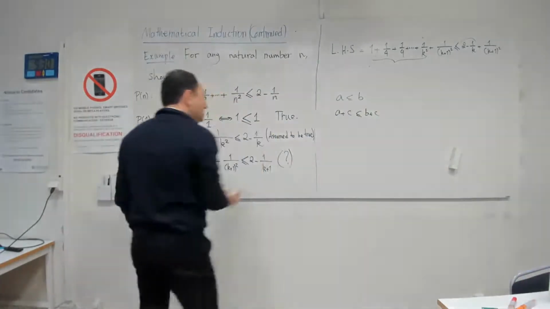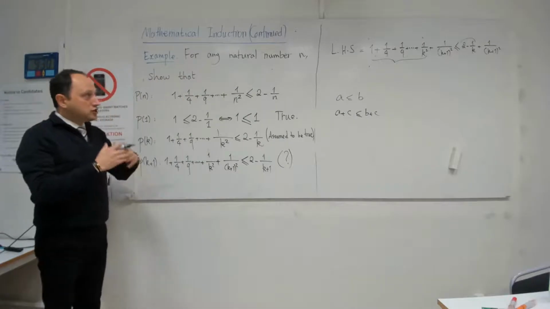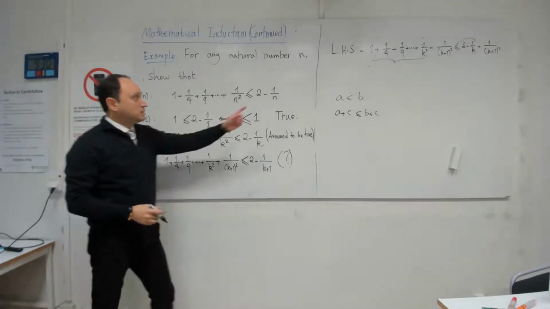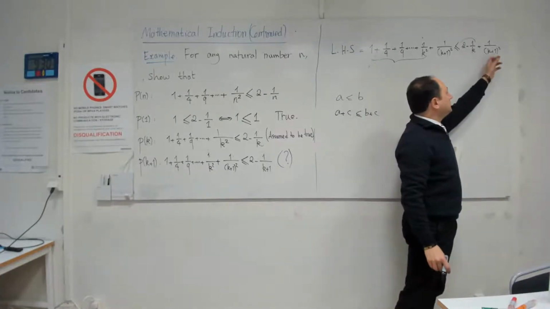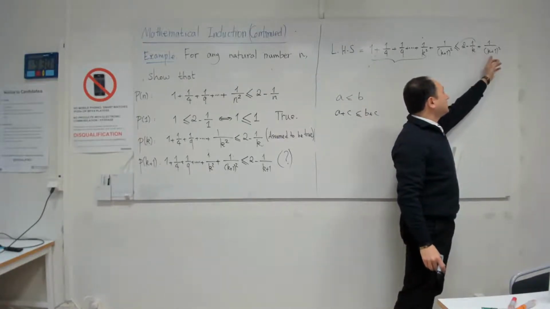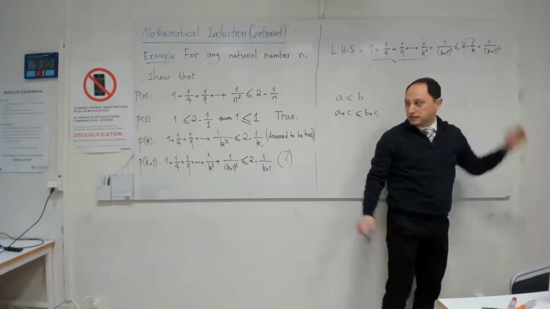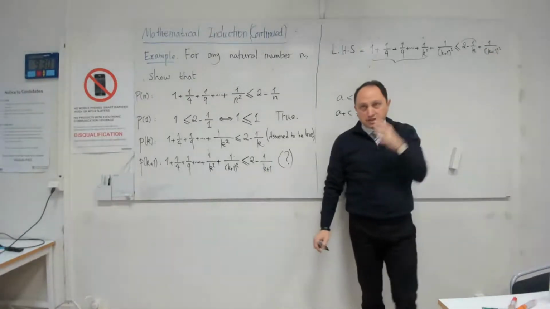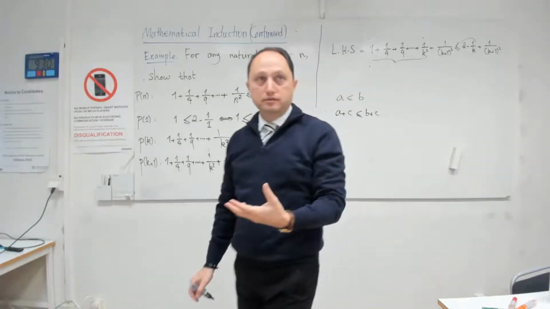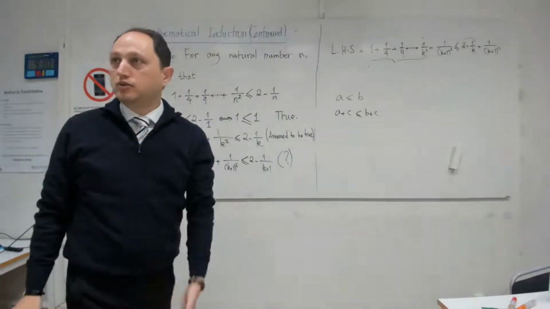But it is not finished yet, because what I showed is that this expression is smaller than or equal to this expression. But I am not done yet, because I am supposed to show this, not that. So it is not finished yet. Is that understandable? Unless I can do something.